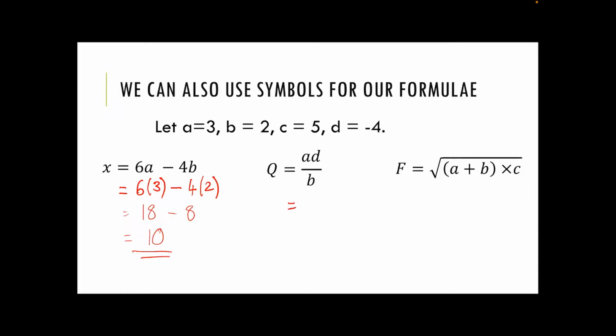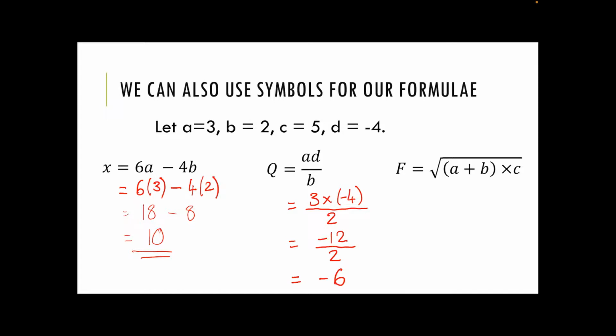For formula Q, we have got AD over B. So all that means is that we are doing A times by D. So that's going to be 3 times by minus 4 divided by B, which is 2. So I am going to multiply on the top of my fraction there. So 3 times by minus 4 is going to give me minus 12 over 2, and that over just means to divide. So minus 12 divided by 2 is going to give me negative 6.